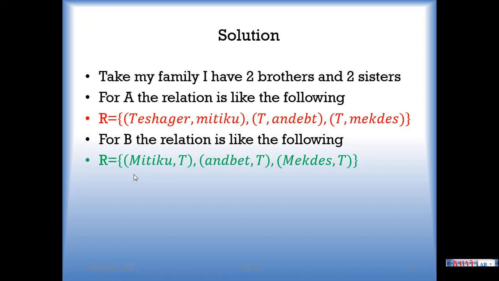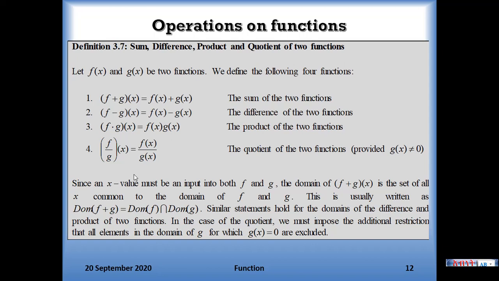I think now you are clear about the difference between relations and functions. If you are clear about functions, how do we operate on them? By the way, we can add, subtract, make a product, and we can divide functions. So if you have 2 functions, we define the following 4 functions. This is the sum of 2 functions. This is the difference of 2 functions. This is the product, and this is the quotient. Bear in mind, don't forget g of x must be different from 0.